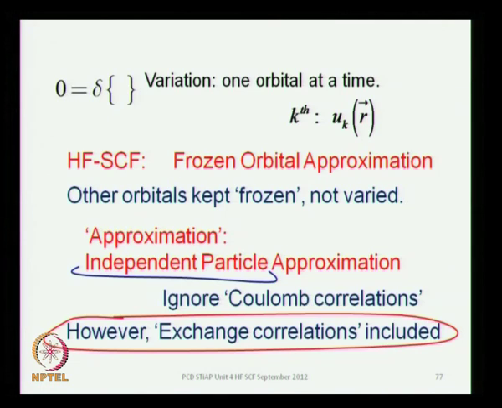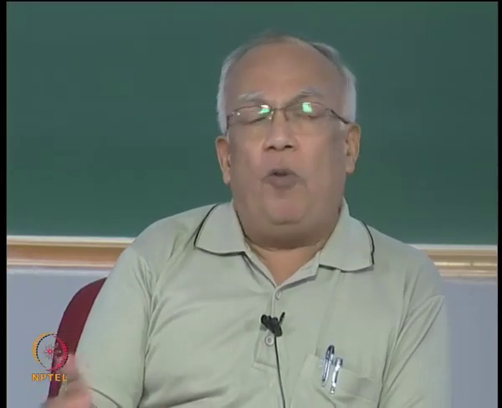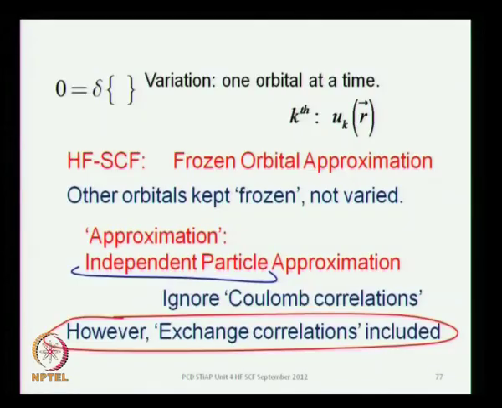So, correlations are of two kinds. You have Coulomb correlations and exchange correlations. Now, exchange correlations are indeed taken into account in the Hartree-Fock formalism. How and why? Because they come from the Fermi-Dirac statistics. Okay? So, that correlation is taken into account, because we have worked with the Slater determinants, which are proper antisymmetric wave functions. Okay? So, they already take into account the Pauli exclusion principle, and the Fermi-Dirac statistics. These are the exchange correlations, and they are already taken into account in the Hartree-Fock formalism.